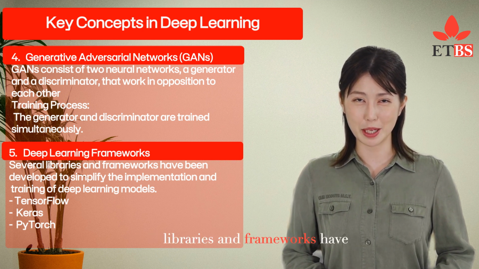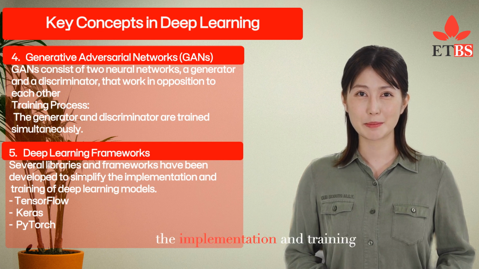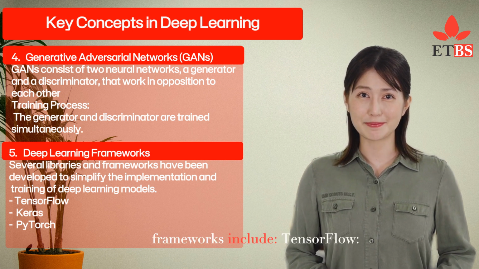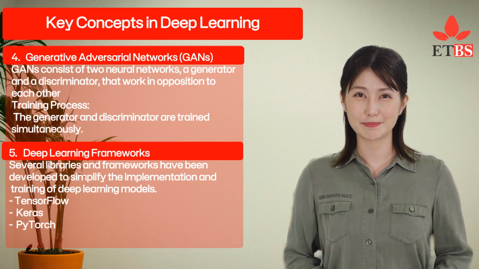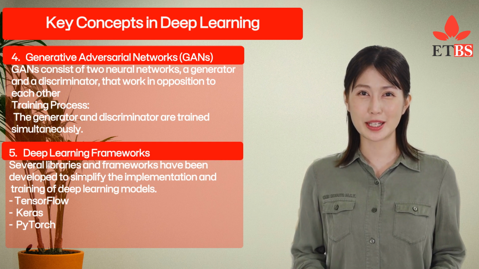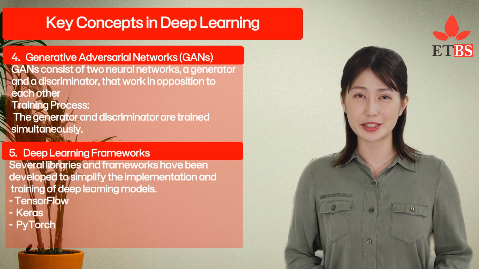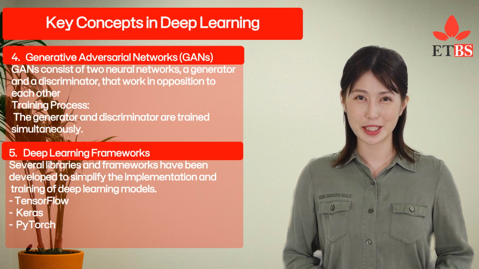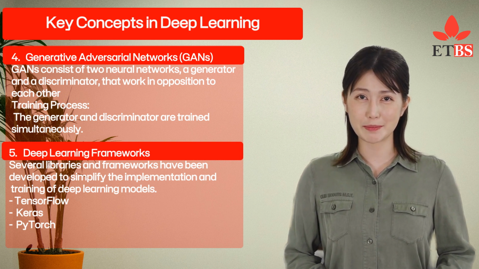Several libraries and frameworks have been developed to simplify the implementation and training of deep learning models. Some popular deep learning frameworks include TensorFlow. Developed by Google, TensorFlow is an open-source framework that supports a wide range of machine learning and deep learning tasks. Keras. Keras is a high-level neural networks API that runs on top of TensorFlow. It simplifies building, training, and evaluating deep learning models.